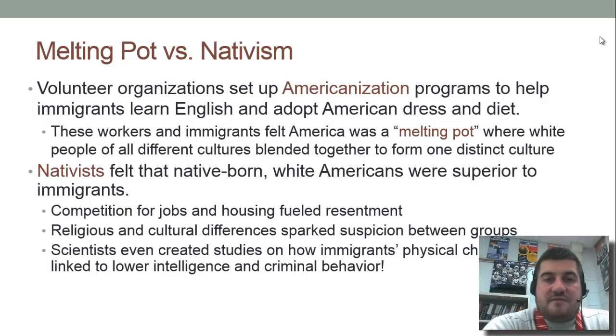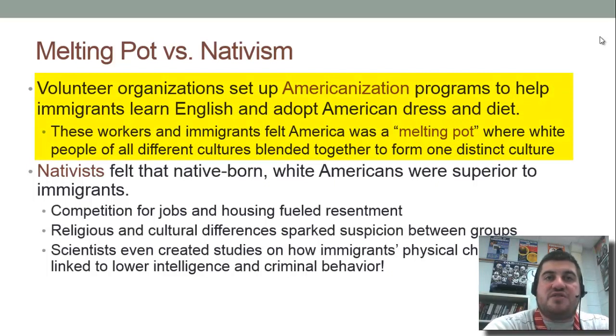The melting pot versus nativism argument. Some people in America welcomed these immigrants with open arms, and they set up Americanization programs, to help them become American. They wanted these immigrants to become Americans, so they helped them learn English and adopt American dress and diet, and basically how to be American. And this is the melting pot argument.